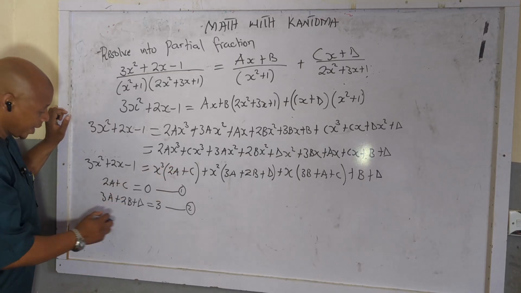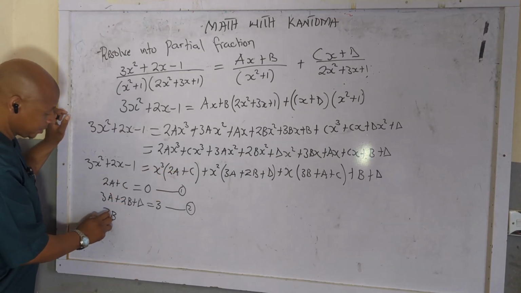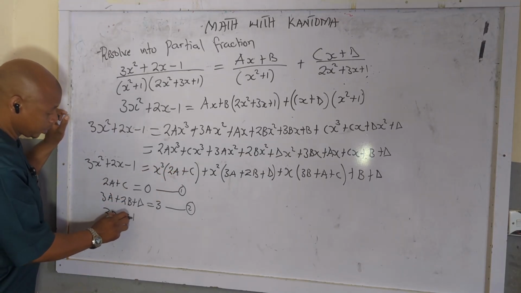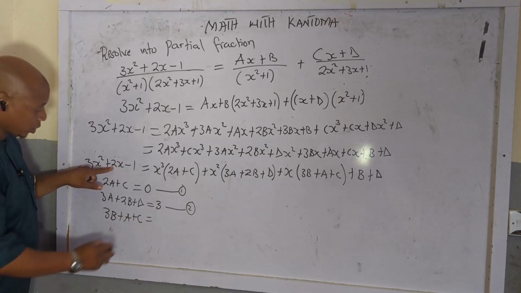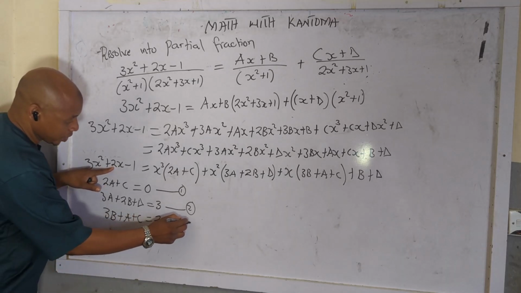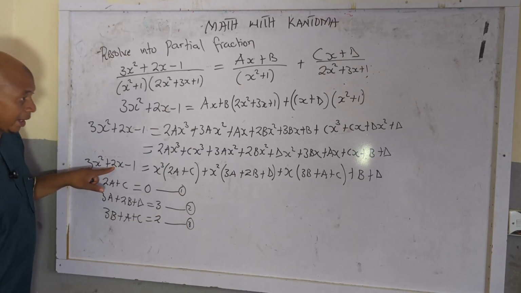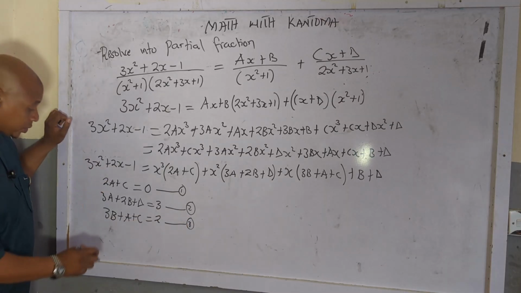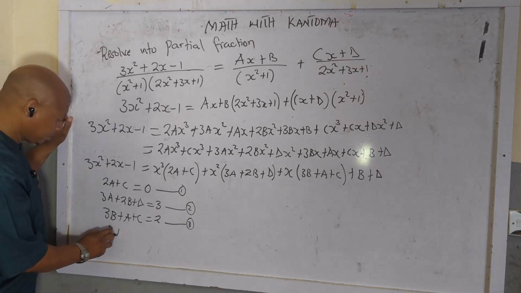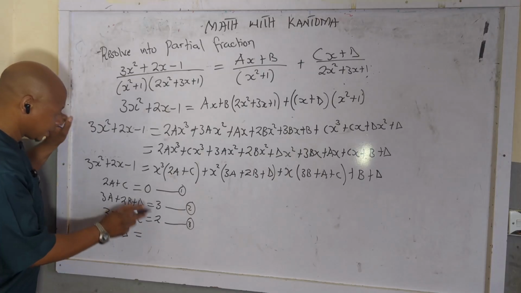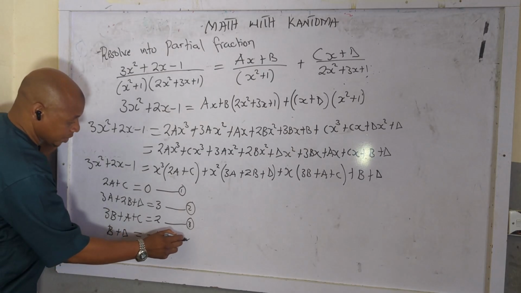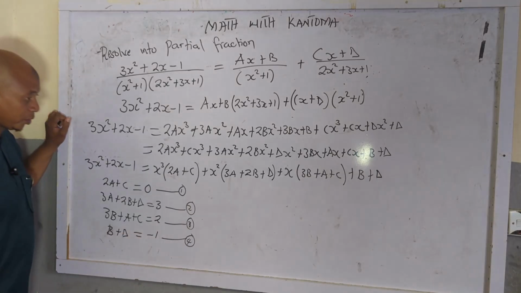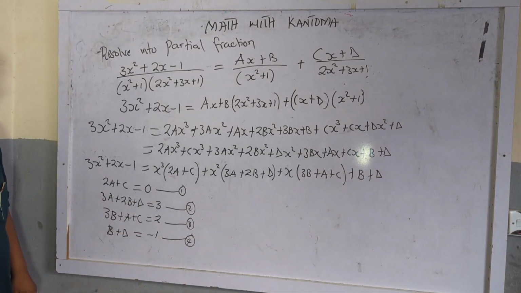Next, the coefficient of x there is 3b plus a plus c is equal to, the coefficient of x here is 2, so this is equal to 2, so this is equation 3. And next, the coefficient of the constant term, which is b plus d. The constant term here is minus 1. So I have this is equal to minus 1. So let's say this is equation 4. So now these are the 4 equations I have.